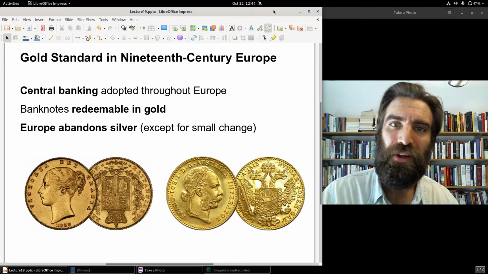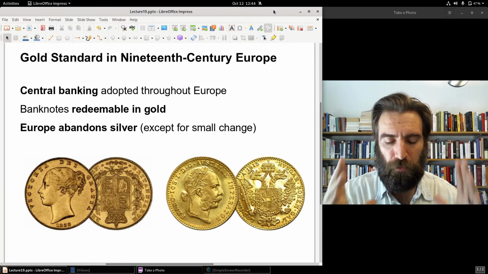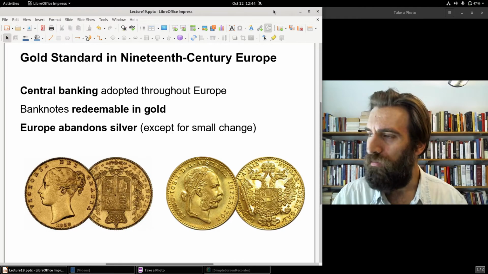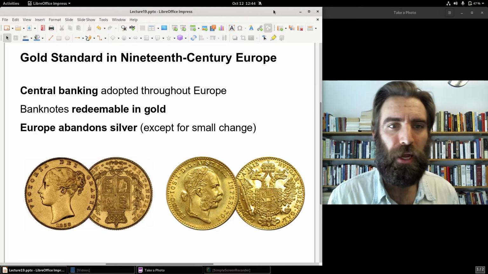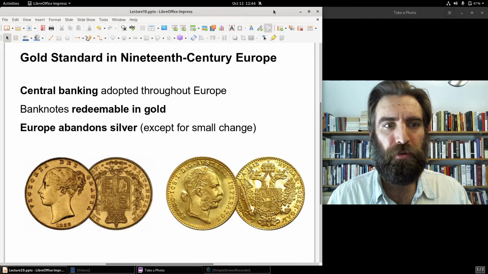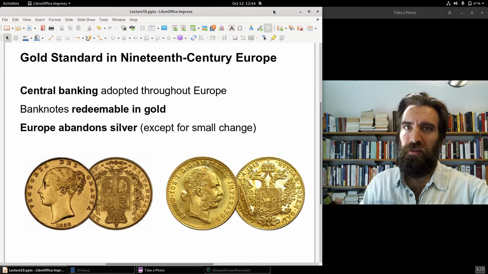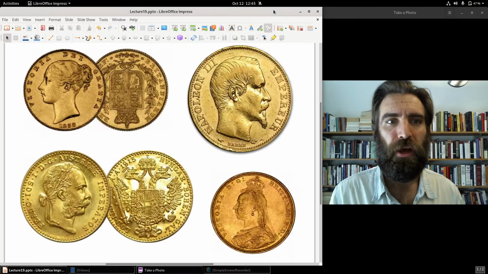So you'll recall in 19th century Europe, the gold standard by the 1860s has been fully established through most of the continent, with central banking adopted in most European countries. Silver is still utilized for small change, but otherwise this is a gold economy.